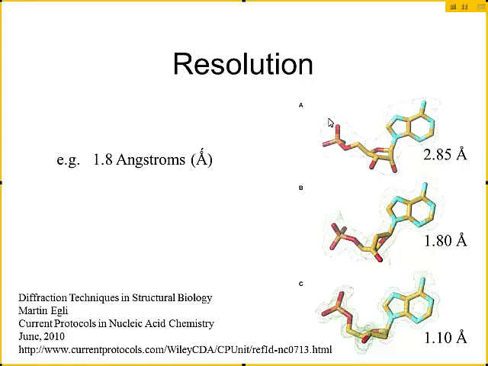And so you'll see here the electron density around this particular ligand at 2.85 is kind of blobby. By the time we get to 1.80, you start seeing more definition. You start seeing almost individual atoms. By the time you're at 1.1 angstrom resolution, you can actually see the hole in this tryptophan ring. And so the higher the resolution, the higher quality structure you're going to have, and the better the fit of the structure to your data.